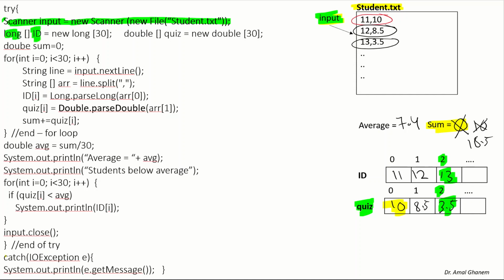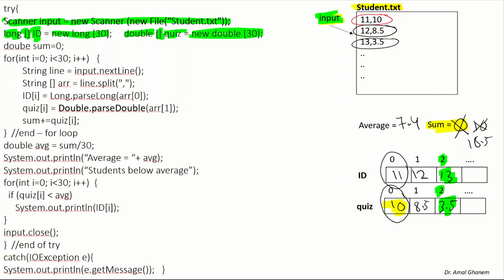We know ID is always long, so I have to say long bracket ID equal a new long and then between brackets 30. I need also to save the quizzes. That's why I have to say double bracket quiz, because I know quiz is always of type double, a new double 30. And by this I mean the ID at location 0 will have the quiz at location 0. So student 11 will have a quiz 10. Student 12 will have a quiz 8.5. So location 0 in ID will be having the quiz at location 0 of quiz.